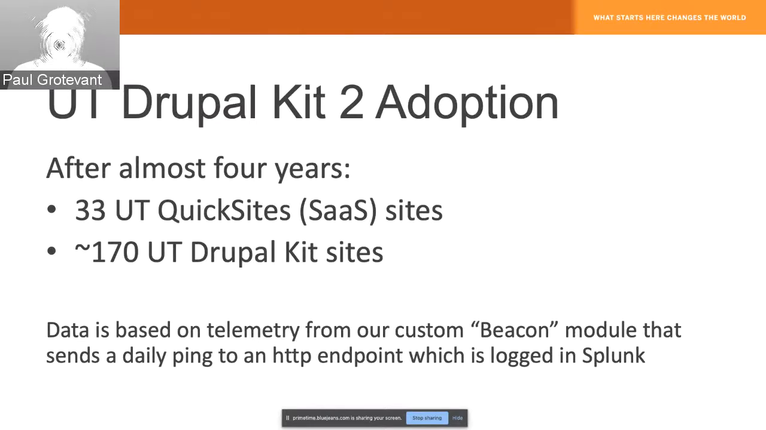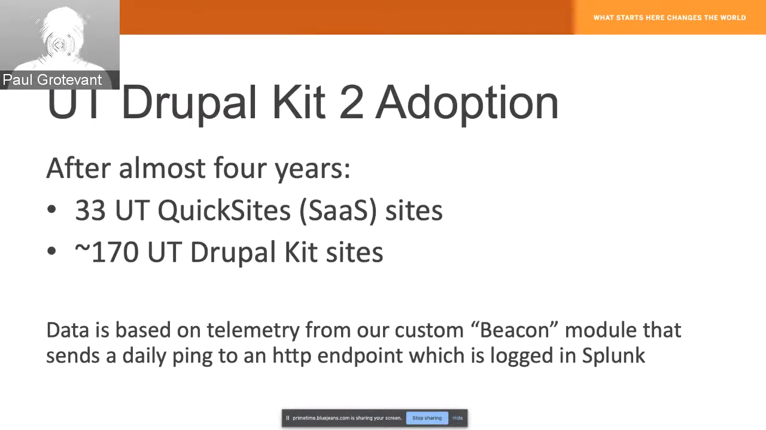Just as a point of interest, the way I know these numbers on the Drupal Kit, the Quick Sites ones I know because we host all those sites and manage them. The Drupal Kit sites, we actually shipped a module with the Drupal Kit from the very beginning called the Beacon. And what that does is it's got a hook cron implementation that once a day reaches out over basically an HTTP endpoint and posts a JSON object with a bunch of data about the site. And we log that into our Splunk instance.